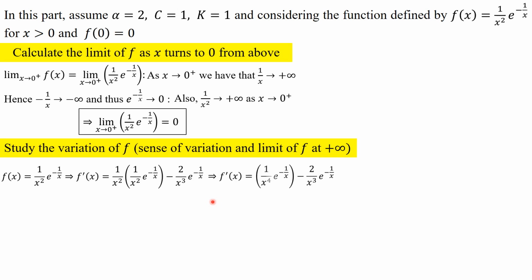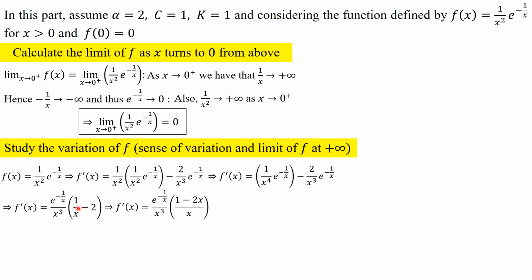Alright, so with that we can simplify. The first term here gives us 1 over x raised to the power 4 times e raised to the power negative 1 over x. The second term remains. Now from the two terms, I can factor out e raised to the power negative 1 over x divided by x cubed. Removing that from the first term, I'm just going to get 1 over x, and removing that from the second term, I'm just going to be left with negative 2.